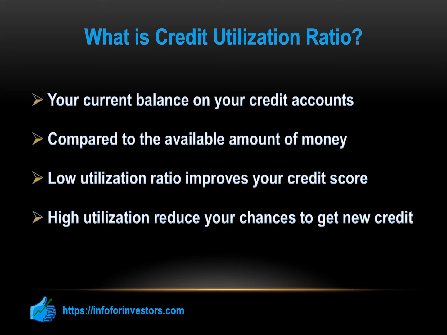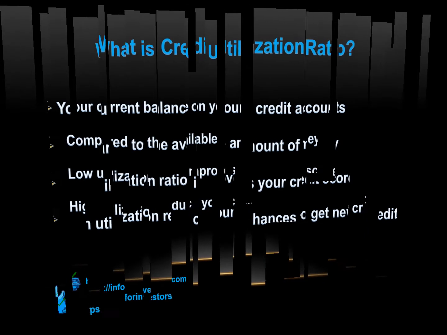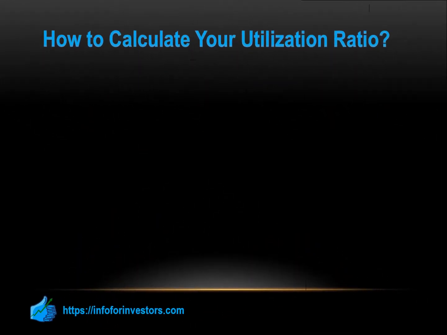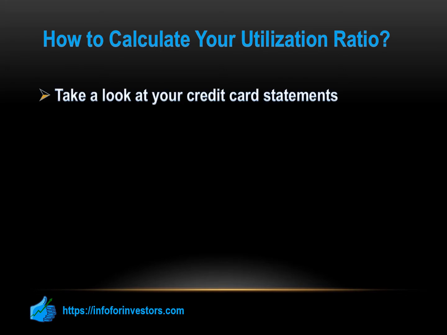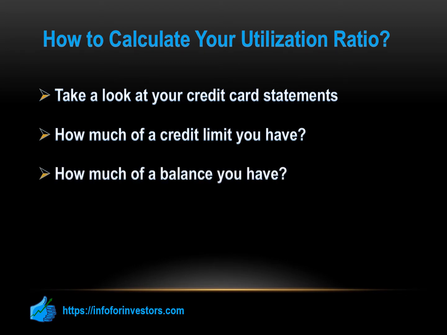How to calculate your utilization ratio. Now, the good news is that it's not difficult to figure out your credit utilization rate. You just need to take a look at your credit card statements or online account to find out how much of a credit limit you have and how much of a balance you have. You can even call the customer service number and get completely up-to-date records of how much you've charged versus how much total you have available.